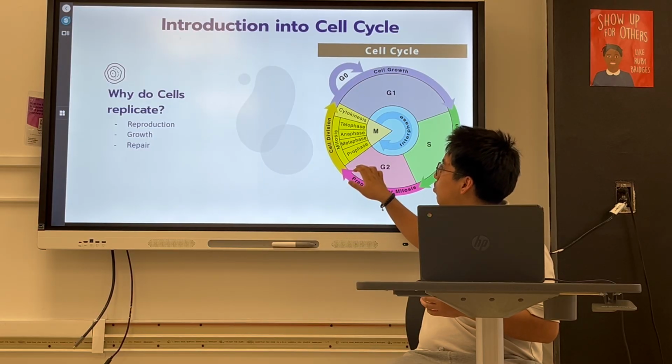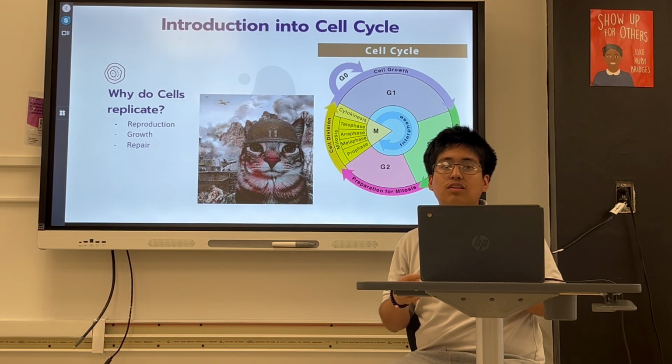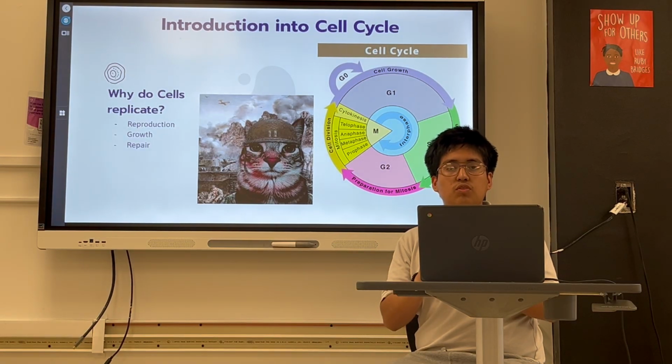Understand that this is one of the more tedious ones to understand, just to memorize that this isn't all separate, but it's all in the same step of interphase.